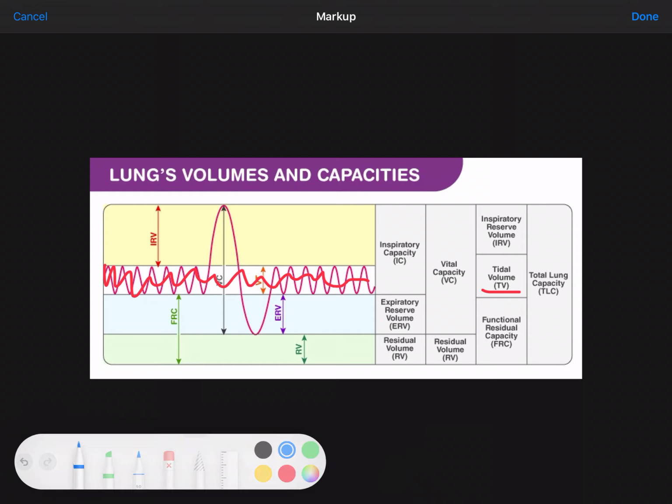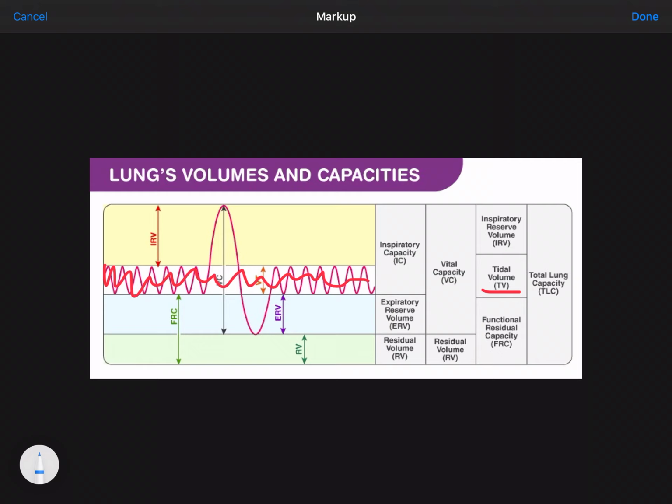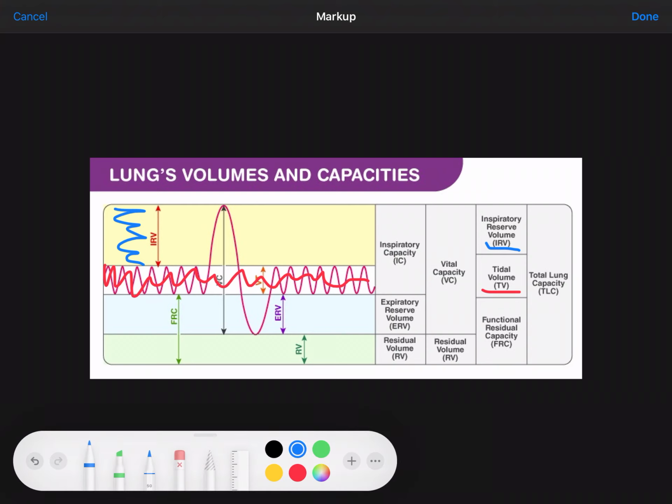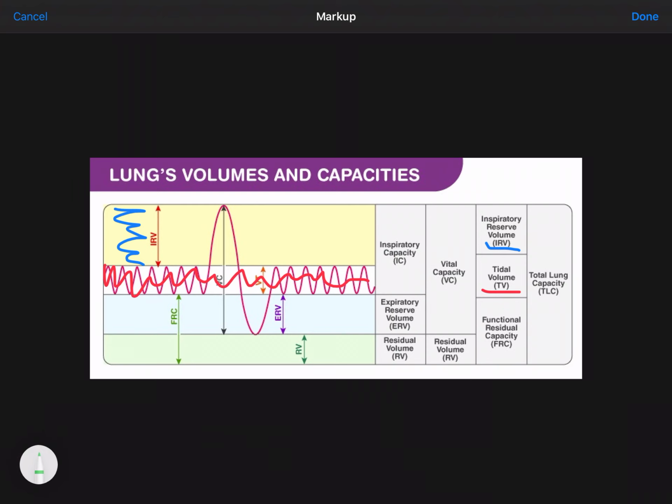If we look above that, the air that we can breathe in, our maximum inspiratory reserve volume, is this area here. I'll underline it. It's the area above it. So all this area here is what we can breathe in above the air that we normally exchange while we're at rest. And if we look below that, our expiratory reserve volume is how much air we can actually blow out of our lungs after our tidal volume. And that's going to be this area here in green. I'll underline that, expiratory reserve volume.